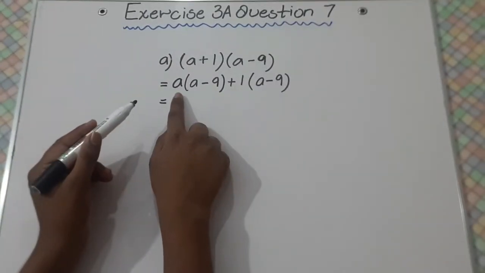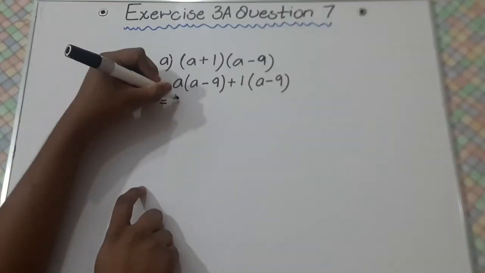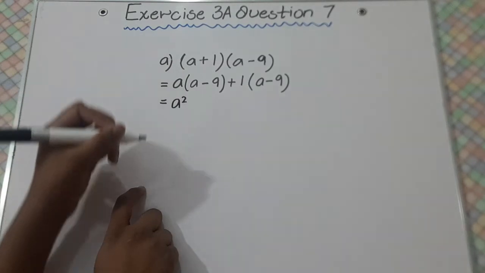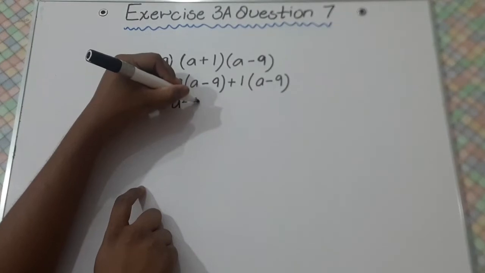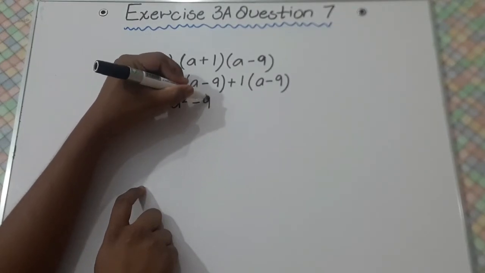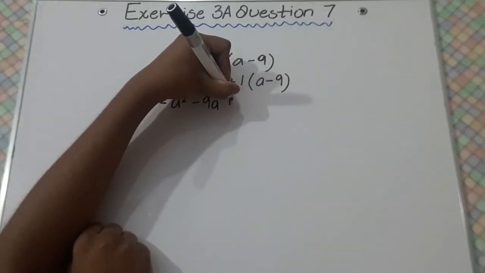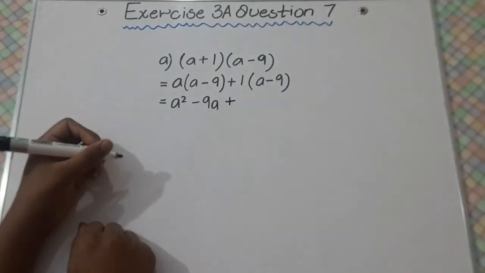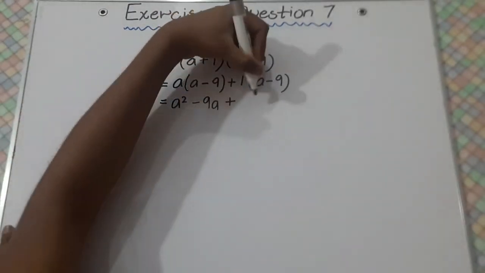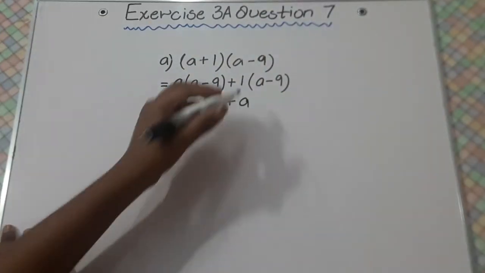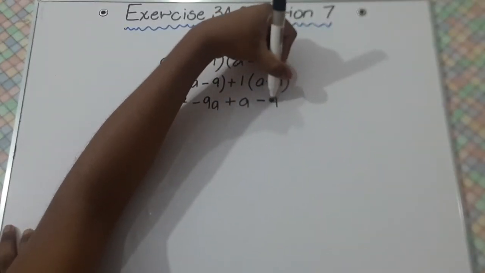previous questions also. We are going to expand the brackets. A multiplied by a is a square and a multiplied by 9 is 9a. The sign would be minus 9a. Now we are going to write a plus, the plus sign, and everything is going to remain same. 1 a is a and 1 9 is a 9. Minus plus minus and 1 9 is a 9.